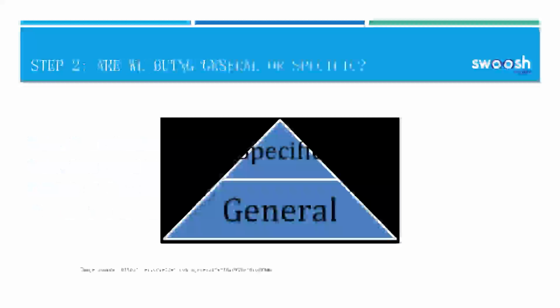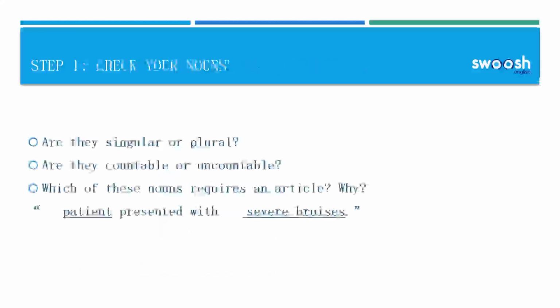So let's look at step 2. Are we being general or specific? This is an important question because using the indicates we're referring to something specific, whereas using a or no article indicates a focus on something more general. So if we go back to the sentence we were looking at on the previous screen, patient presented with severe bruises. Here's a question. Let's just go back. Which of these nouns requires an article, patient or severe bruises, or both?